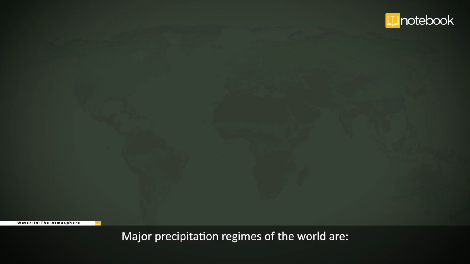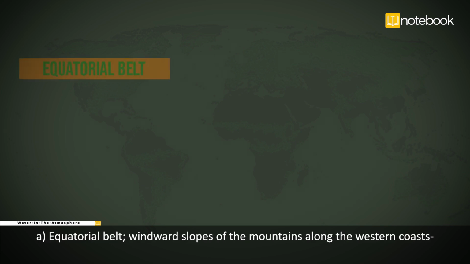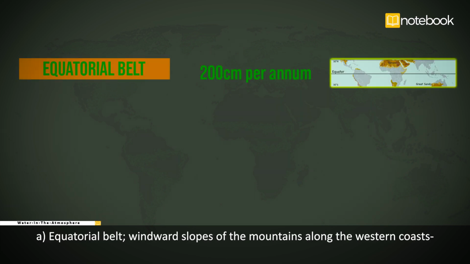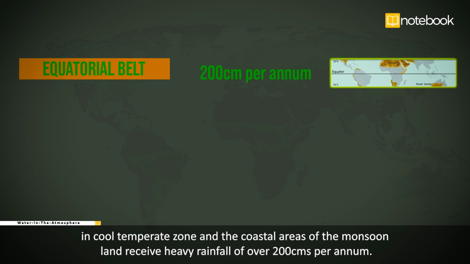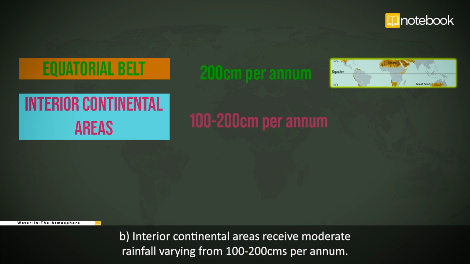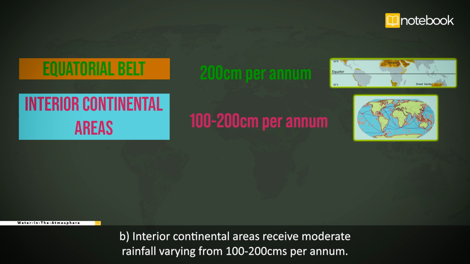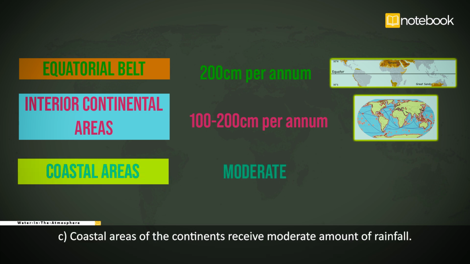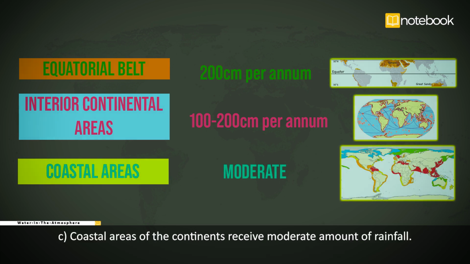Major precipitation regimes of the world are: the equatorial belt, windward slopes of the mountains along the western coasts in the cool temperate zone, and the coastal areas of the monsoon land receive heavy rainfall of over 200 centimeters per annum. Interior continental areas receive moderate rainfall varying from 100 to 200 centimeters per annum. Coastal areas of the continents receive a moderate amount of rainfall.